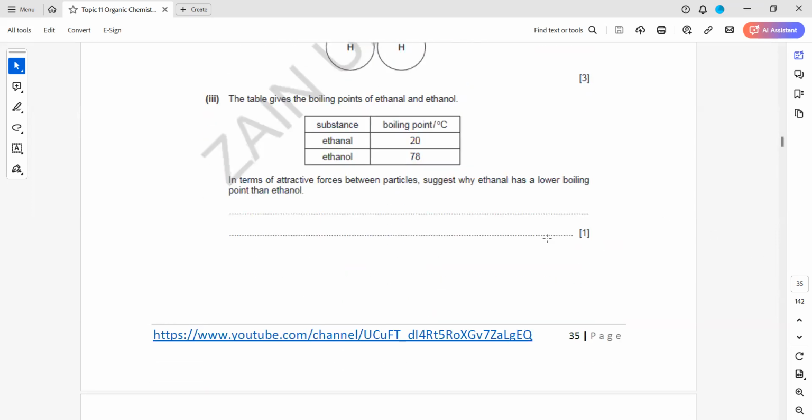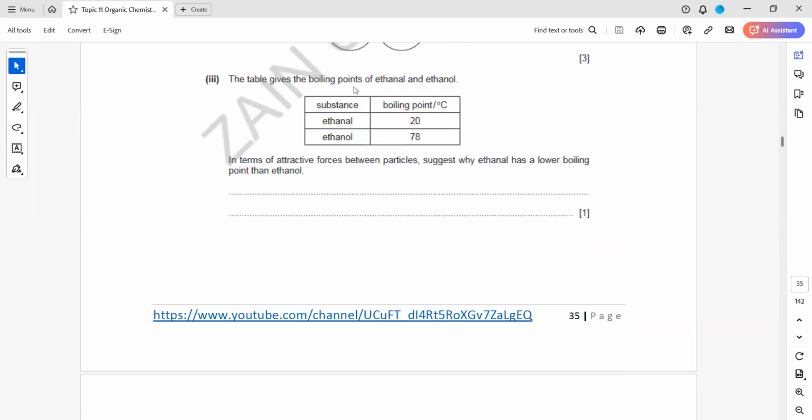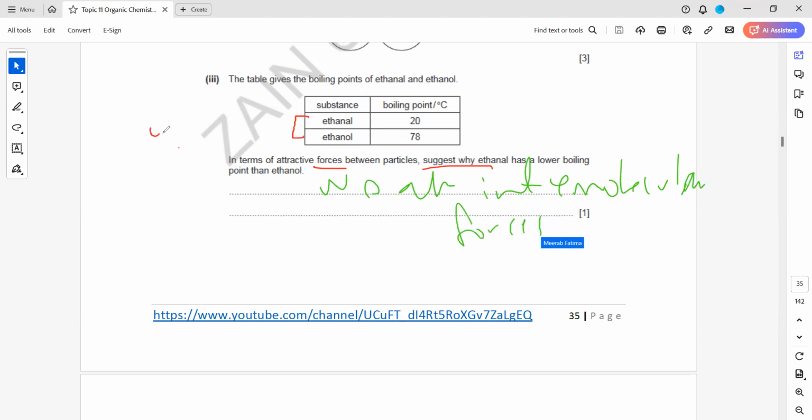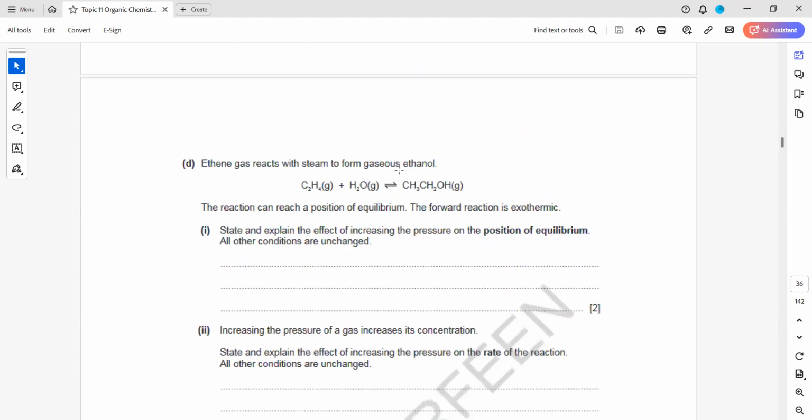The table gives the boiling temperatures of ethane and ethanol. In terms of attractive forces, suggest why ethane has a lower boiling point than ethanol. Both are covalent compounds, and because in ethane there is a weak intermolecular force, a small amount of energy is needed to separate the molecules from each other.